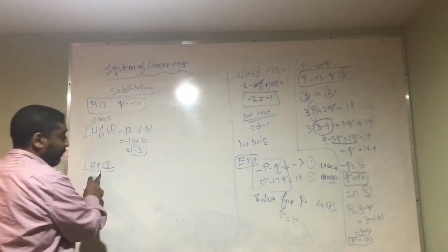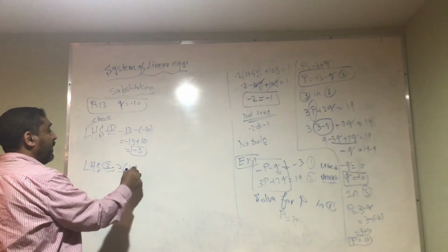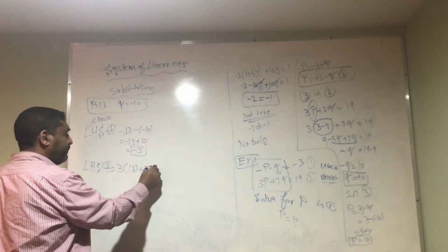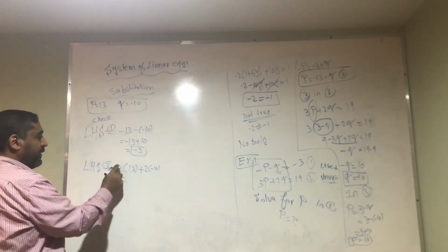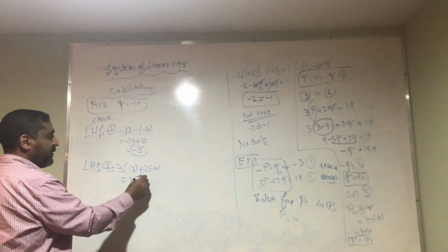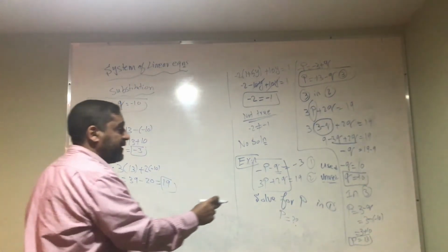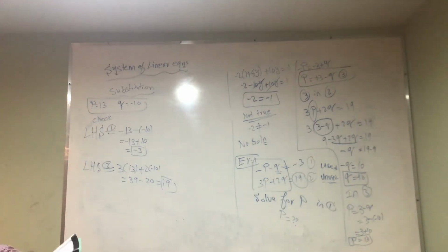In the left hand side, equation 2, you have 3p. What is your p, guys? Your p here is 13. And here 2q. What is your q? Minus 10. If I simplify this, what did you get? You get 39 minus 20 here. So what is that? You get 19. So that is exactly equation 2 here, 19, which means your solution here is correct.